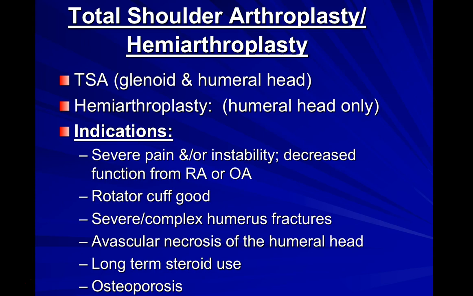And then long-term steroid use in patients has been shown to basically break down the shoulder joint. And so sometimes you'll get patients with chronic steroid use due to breathing conditions like COPD, and they end up needing to have a shoulder replacement. And then of course osteoporosis. It's not going to be hugely common that you get a lot of osteoporosis affecting the shoulder joint, but it definitely can be affected to the point where the shoulder replacement is the best treatment for that patient.